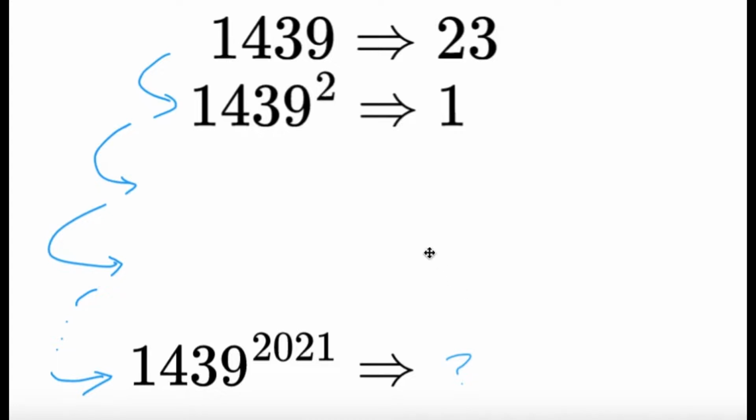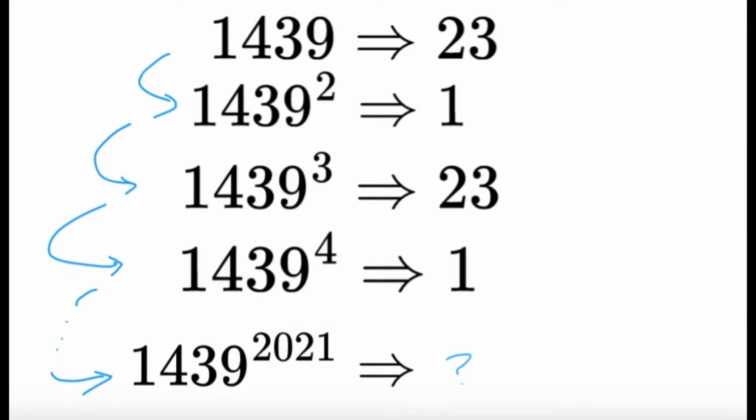Now, if you can't seem to get the pattern yet, I'm going to show you two more. 1439 cubed leaves a remainder of 23 when divided by 24, and 1439 raised to 4 leaves a remainder of 1 when divided by 24. So with this pattern, what's the remainder when 1439 raised to 2021 is divided by 24? We'll come back to this later, and at the end of the video, I'll be showing you the answer to this one.